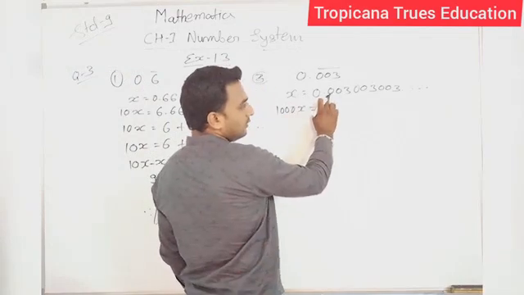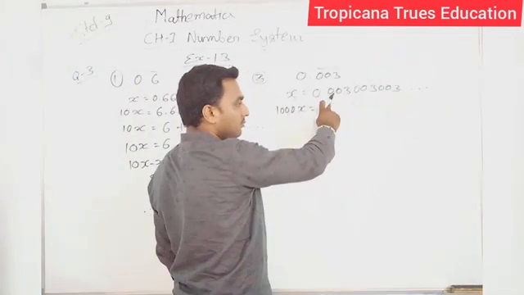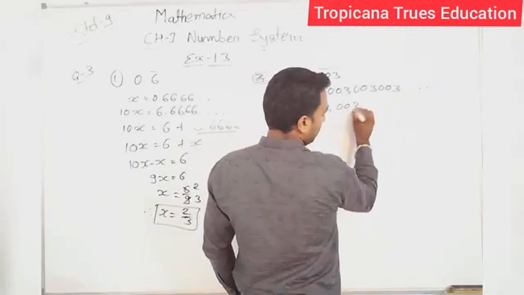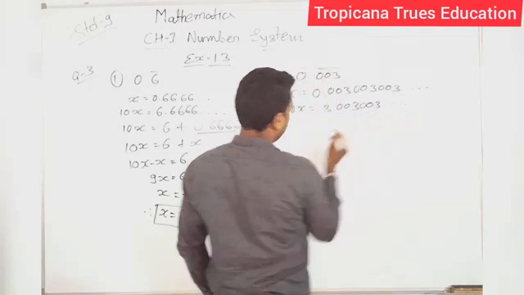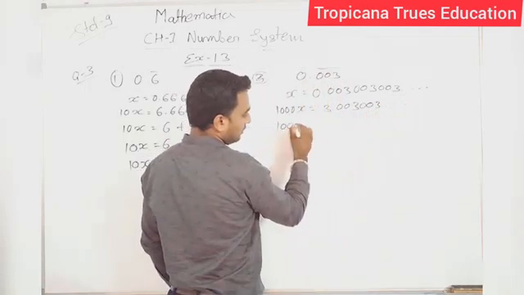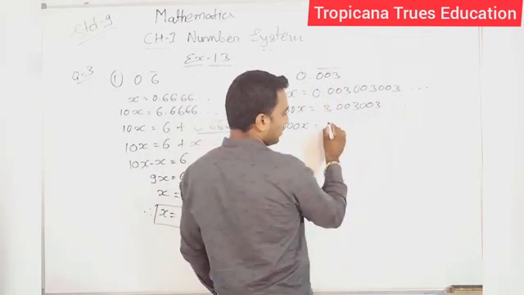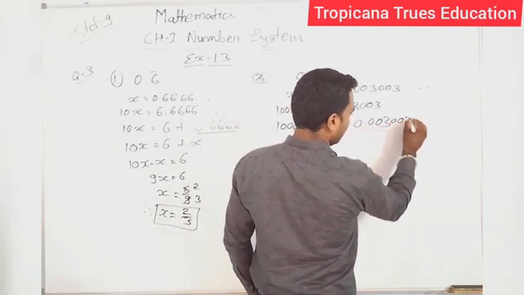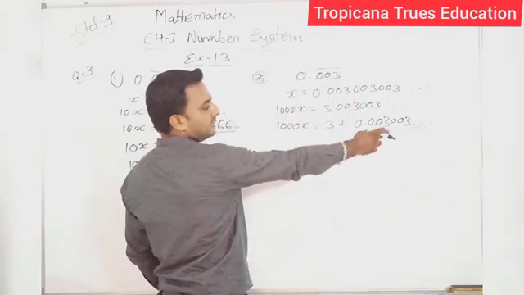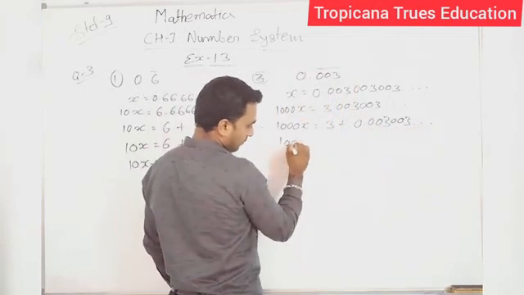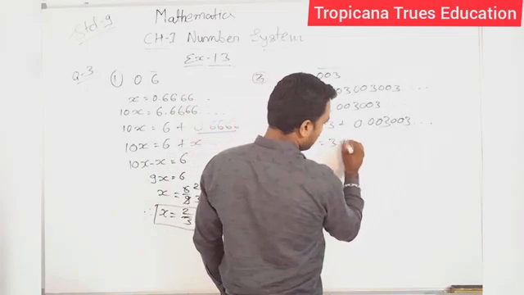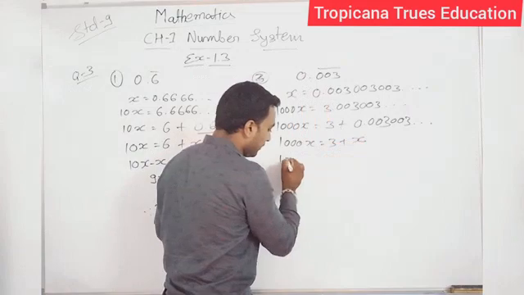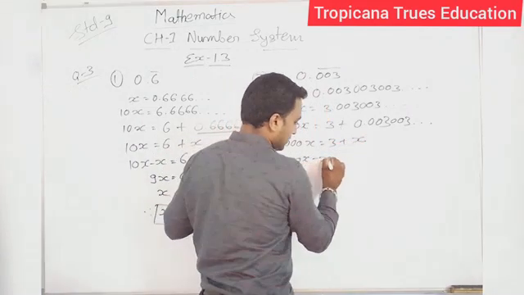Is equal to, here we go to the right-hand side, because we multiply by 1000, so that's why here we write 3.003 and so on. Now I know that I can write the rational number as the addition of two numbers, so here 3 plus 0.003... Now I know that the value of this number is x, so that's why 3 plus x. Now x is on the right side, it comes to the left side, so 1000x minus x is equal to 3.